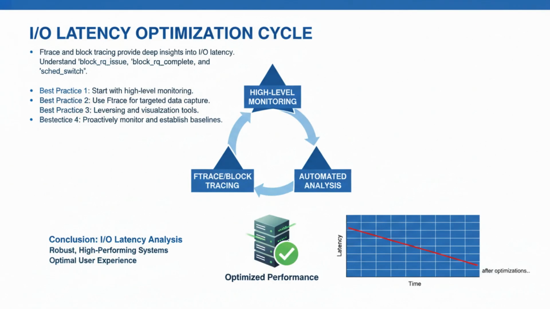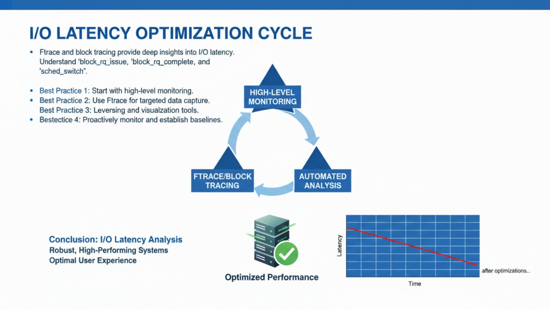In conclusion, analyzing I/O wait latency is a critical skill for any system administrator or performance engineer. While traditional tools provide a high-level view, Ftrace, combined with block tracing capabilities, offers the necessary depth and precision to identify the true root causes of I/O performance bottlenecks. By understanding how to enable, capture, and interpret trace points like block_rq_issue and block_rq_complete, along with correlating sched_switch events, you gain unprecedented visibility into the kernel's I/O operations.